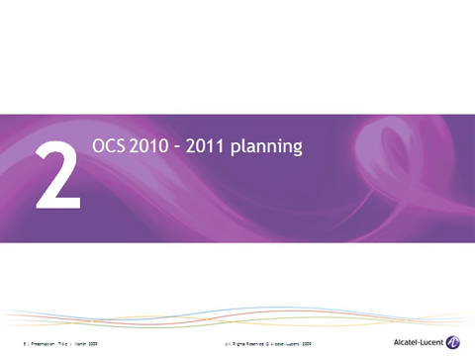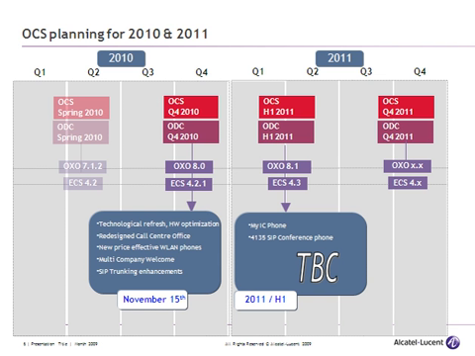Now we're going to gain an overview of some of the changes that have taken place last year and what's planned for the year ahead in 2011. As you can see, in Q4 of 2010, Alcatel-Lucent provided us with a new software release of the OmniPCX Office, being Release 8, as well as a new release of the ECS, or Extended Communication Server, being Release 4.2.1.